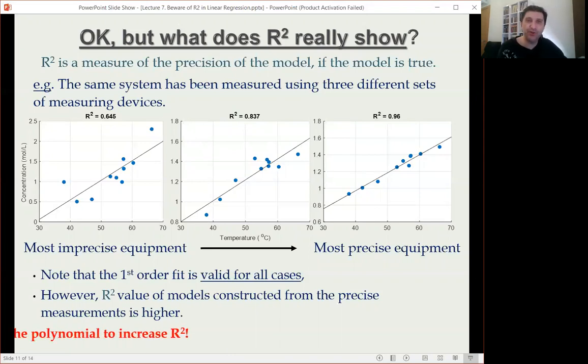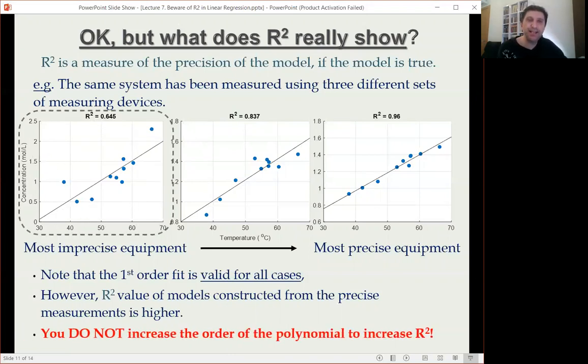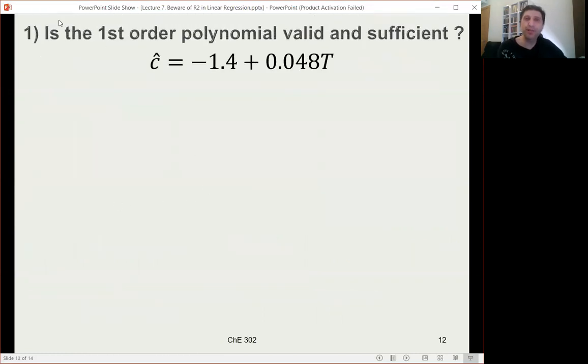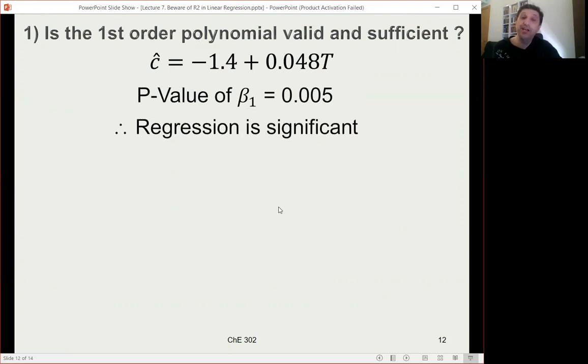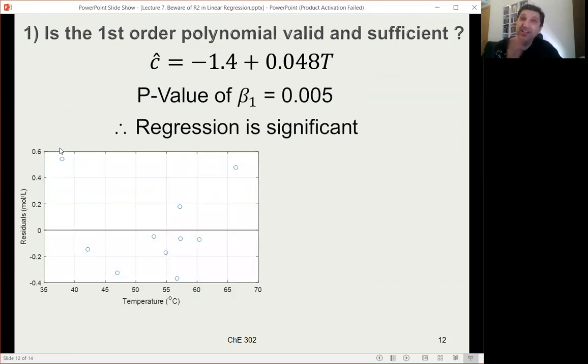So let's concentrate on this data. Let's say that we collected this data. What we do is we assume a first order polynomial model here. I check the p-value of beta 1, which is 0.005, which shows that the regression is significant. There seems to be a relation between concentration and temperature. Then we do residual analysis, because we would like to check whether the first order model of concentration versus temperature is sufficient or valid.